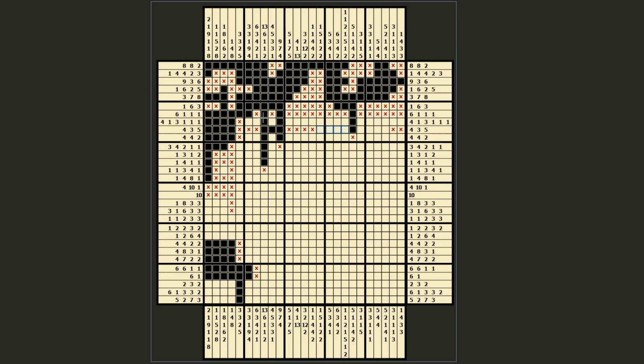Okay, check for any loose ends. So 5 over there. This is part of the 4. This is the 3. No space for the 3. That means this is a 1 and then there's a 3. Yeah, checks out.